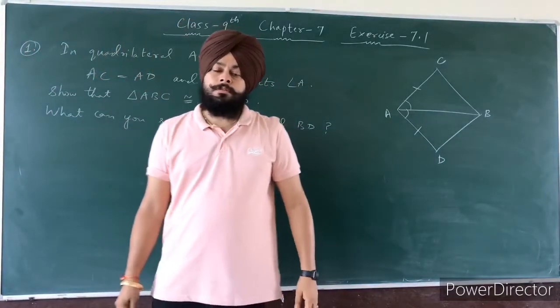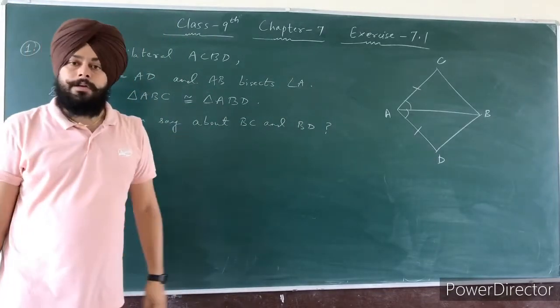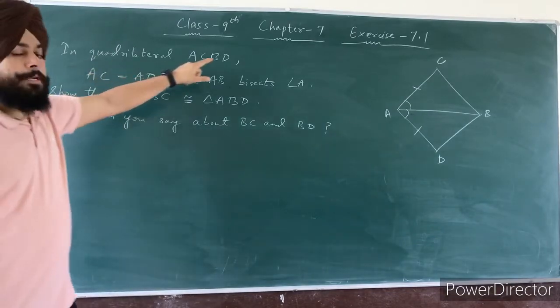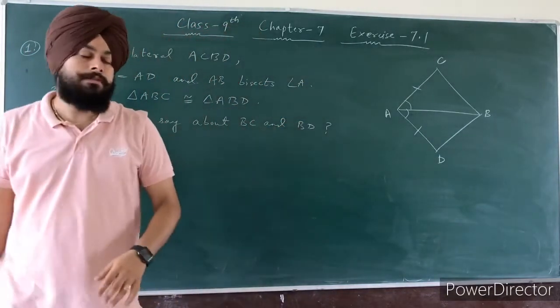Hello, good morning students. Today we will start exercise 7.1 of your chapter number 7, Triangles. So the first question is in quadrilateral ACBD. So what is a quadrilateral? A closed polygon having four sides.